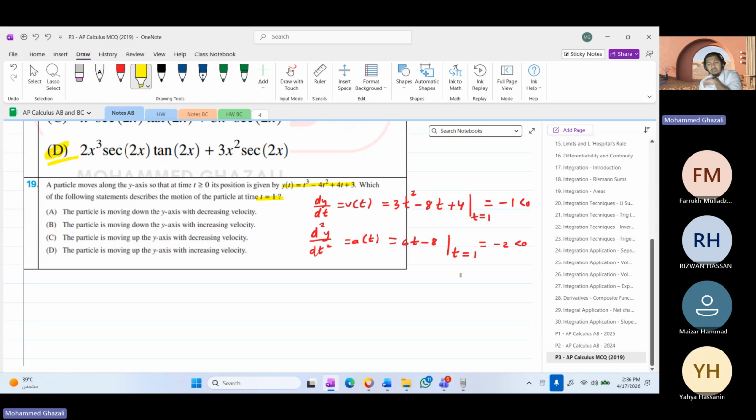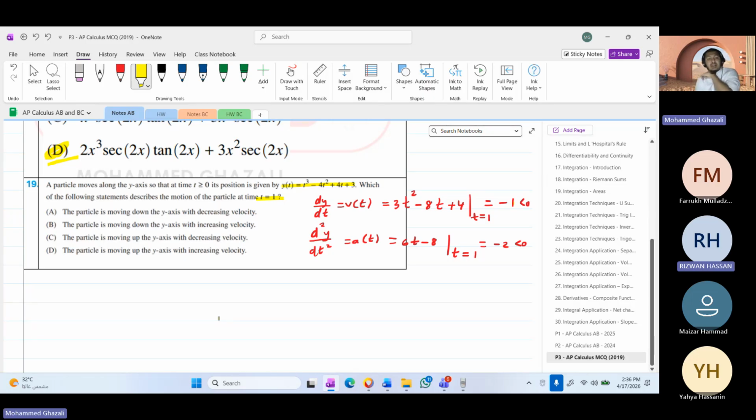But now see what they're talking about. They're talking about the particle moving down the y-axis. The answer is B. I don't think it's increasing velocity. I think it's decreasing velocity because of -1. Remember, velocity, if it's negative, is usually going the opposite direction. But we don't know how fast it's going. So because of the acceleration, if you take the absolute value, it's more than 1.